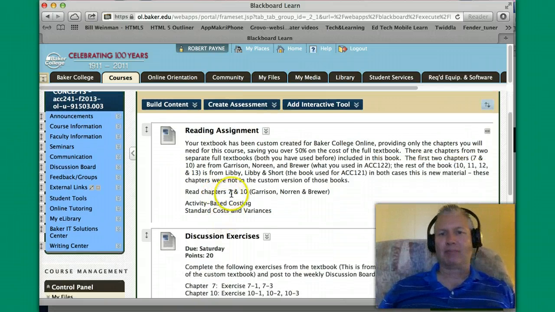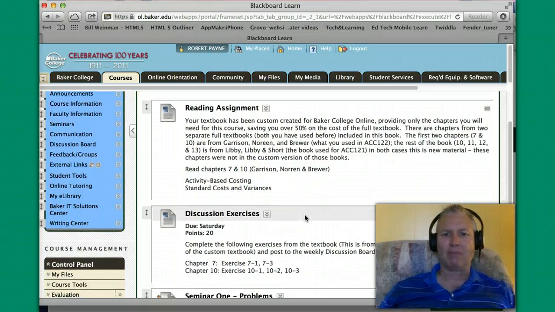So there's going to be chapters 7 and 10 from the Garrison, Noren, and Brewer book. We're going to focus on these particular topics here, the ABC or activity-based costing and standard costs and variances.